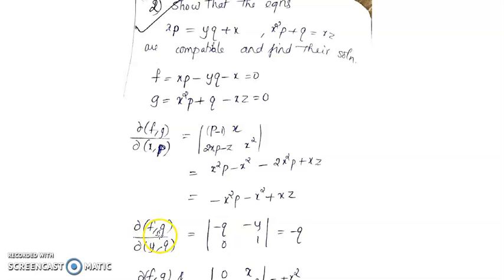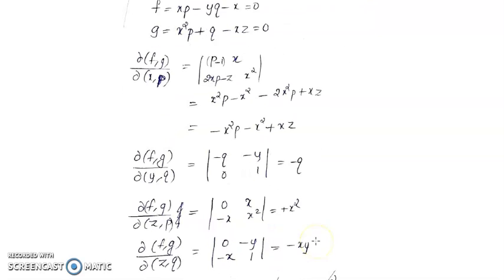Similarly, dou fg by dou yq will be determinant fy fq gy gq. Fy is minus q, fq is minus y, and gy is 0, since g has no variable y, and gq is equal to 1. So the Jacobian will be minus q.